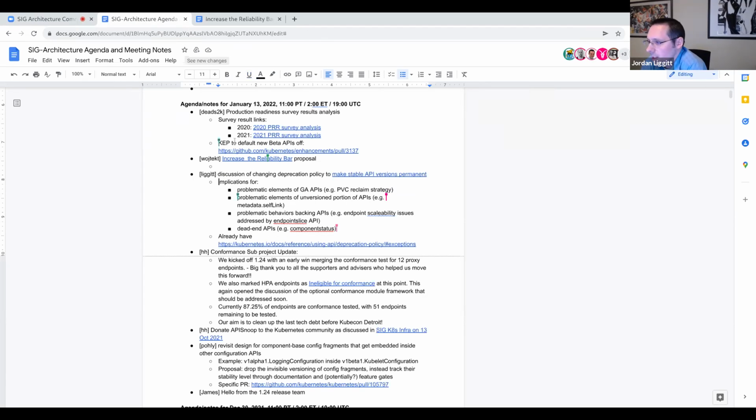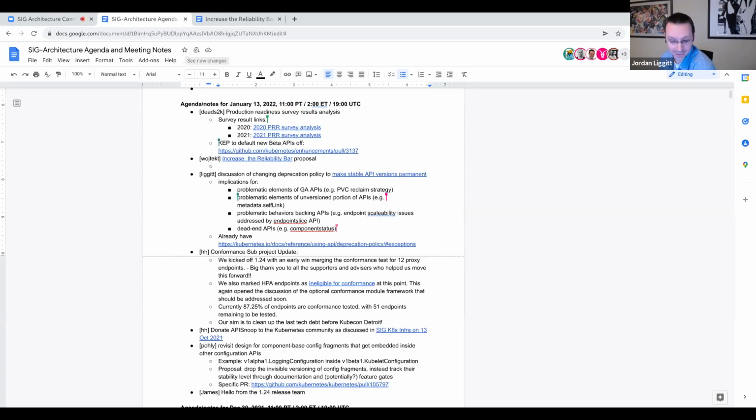Yeah, I started a thread on the mailing list earlier this week, talking specifically about what our deprecation policy says about treatment of stable API versions, and just raising the point that the way the policy is written, it doesn't actually make them seem that stable. In practice, we've never removed a stable API version. And I have a hard time imagining us removing an entire stable API version.